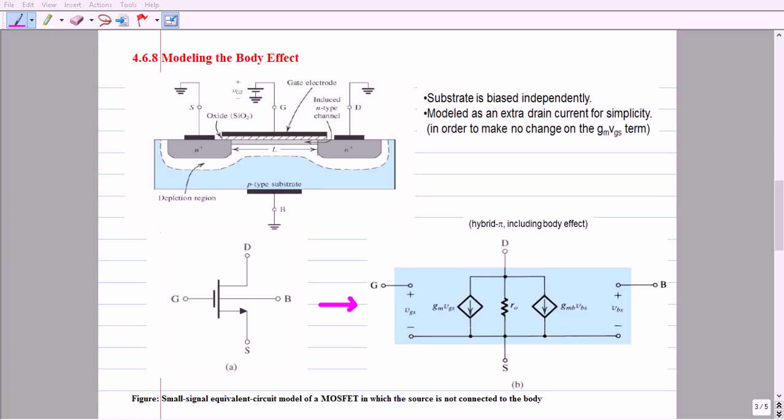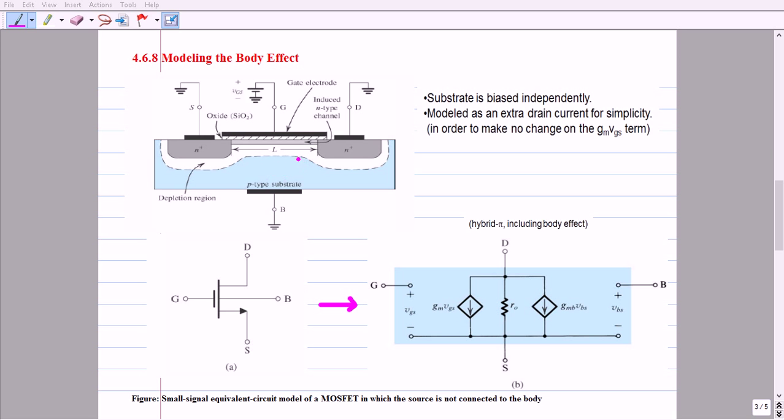In order to maintain the cutoff condition for all the substrate to channel junctions, the substrate is usually connected to the most negative power supply in an NMOS circuit and the most positive power supply in a PMOS circuit. The resulting reverse bias voltage between the source and body, that is VSB, in an N-channel device will have an effect on the device operation.